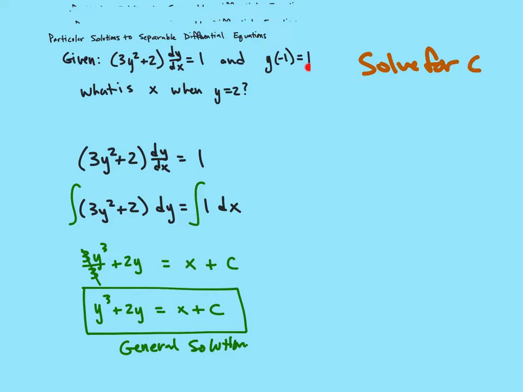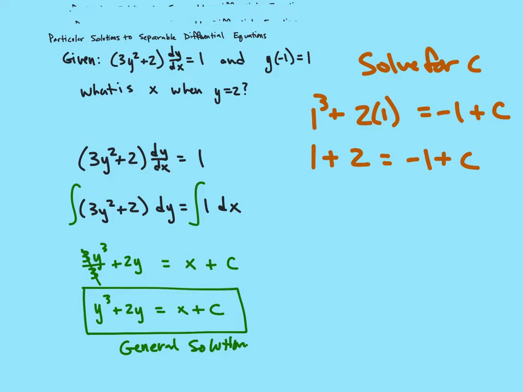And so from here, x is equal to -1. So I'm going to do -1 plus c, and then I'm going to plug in 1 for y, so 1 cubed plus 2 times 1. All right, and all I'm doing is just plugging these values into my general solution to get a particular solution. So from here, 1 cubed is 1, plus 2 times 1 is 2, is equal to -1 plus c. 1 plus 2 is 3, and that's equal to -1 plus c. Therefore, 4 is equal to c.